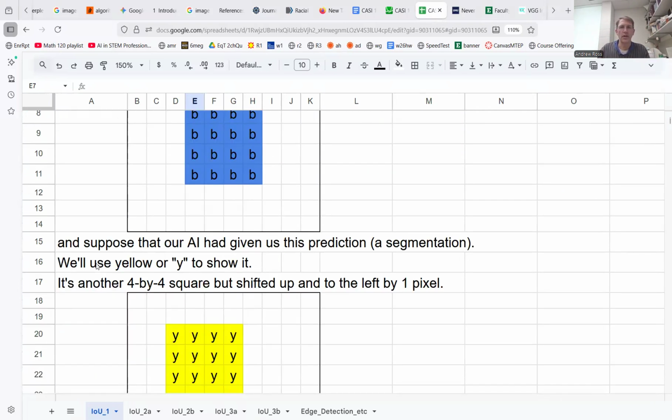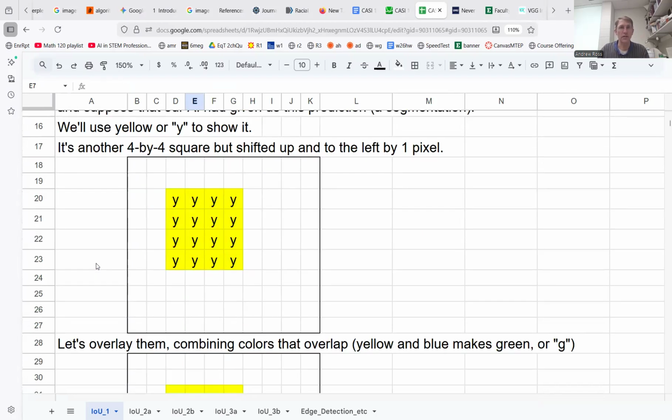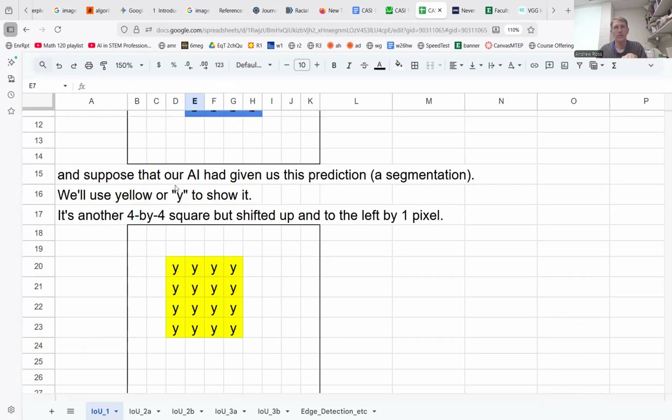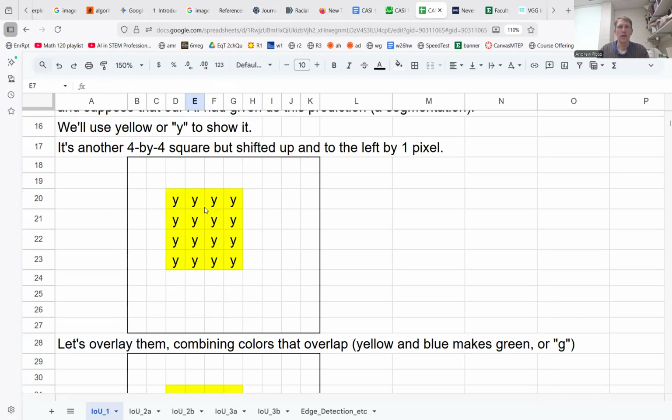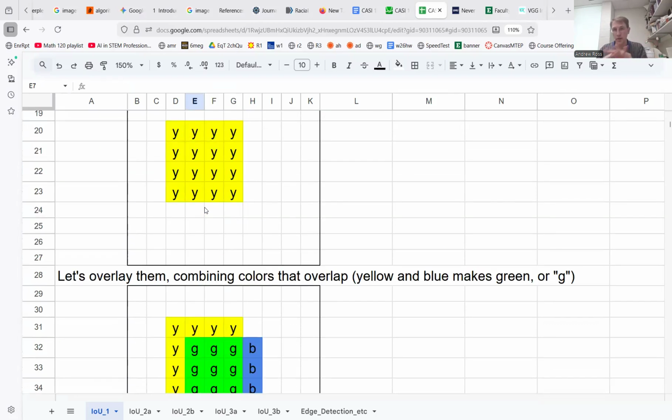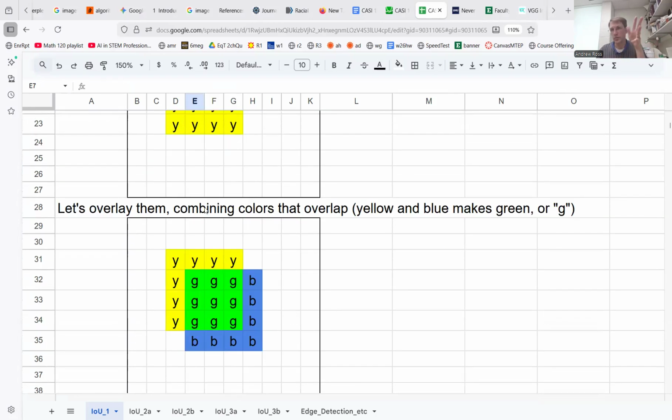Suppose our AI had given us this prediction, which is a segmentation. We'll use yellow, or Y, to show it. It's another 4 by 4 square, but shifted up and to the left by 1 pixel from the true blue square here. Let's overlay them, combining colors that overlap. Yellow and blue makes green, so I've labeled that G.